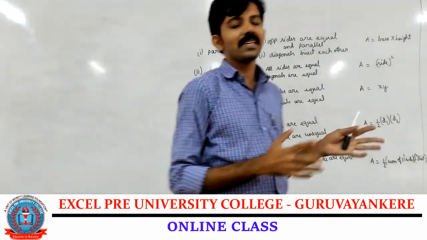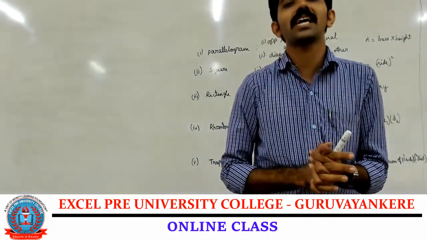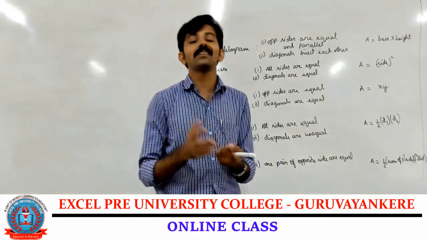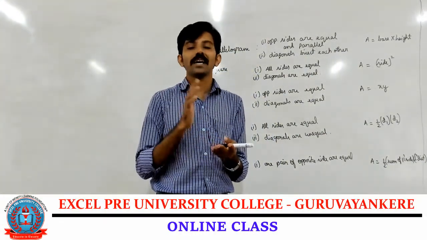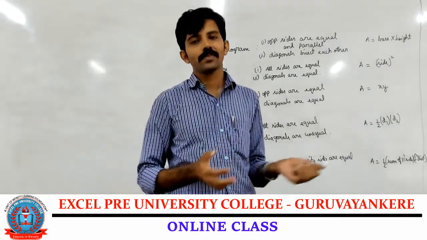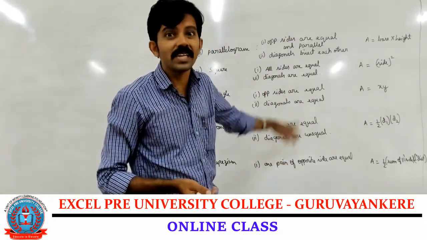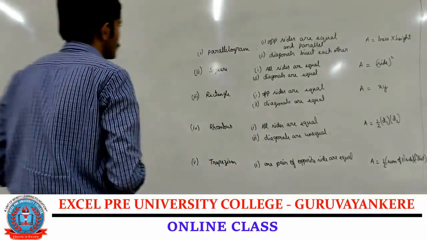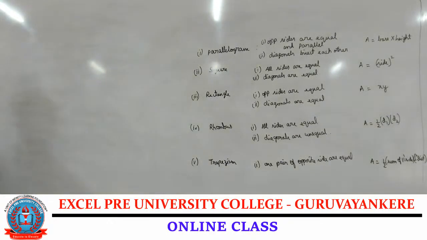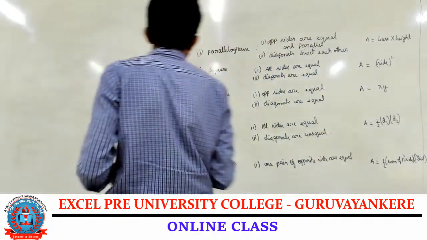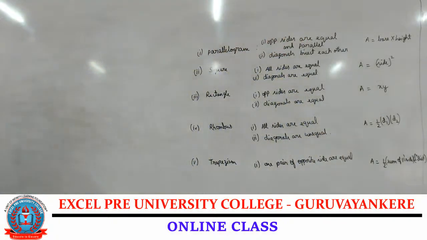So these are the important properties of the various types of parallelogram. Using the distance formula, we can prove whether the given vertices form a rectangle, rhombus, square, trapezium or parallelogram. These are different types of quadrilateral. Next, we can discuss the section formula.